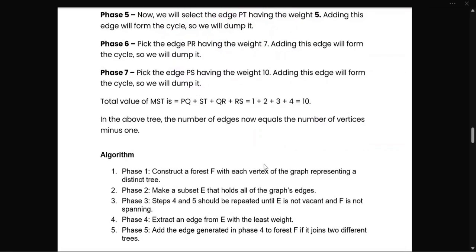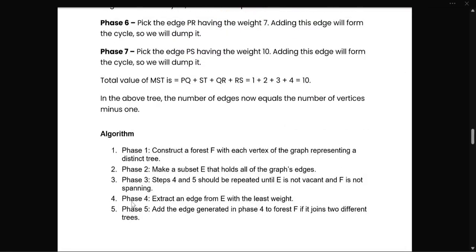Now let us look at the algorithm. There are 5 steps. Construct a forest F with each vertex of the graph representing a distinct tree. Make a subset E that holds all of the graph's edges. Steps 4 and 5 should be repeated until E is not empty. Extract an edge from E with the least weight. Add the edge generated in step 4 to forest F if it joins 2 different trees. These are the algorithm steps.